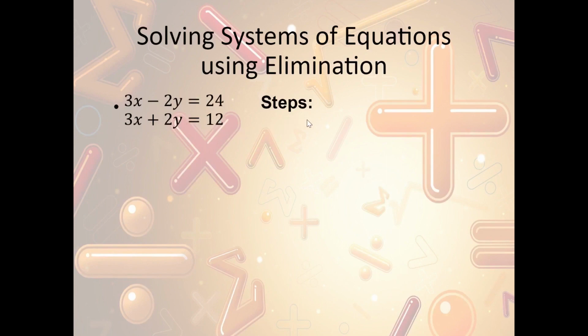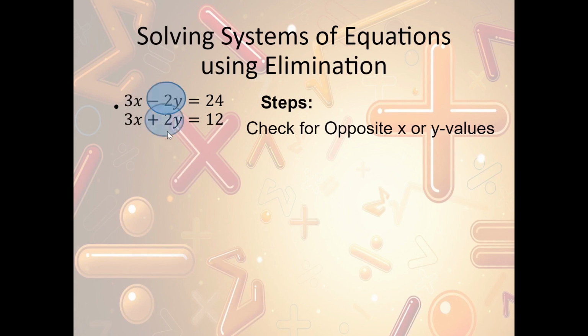So here are the steps. First step is we're going to check for opposite x values or y values. Now opposites mean they have the same integer but with opposite signs. So for instance, we have a positive 3 and a positive 3. Those are not opposites. We have a negative 2 and a positive 2. Those are opposites. So these two represent opposites.